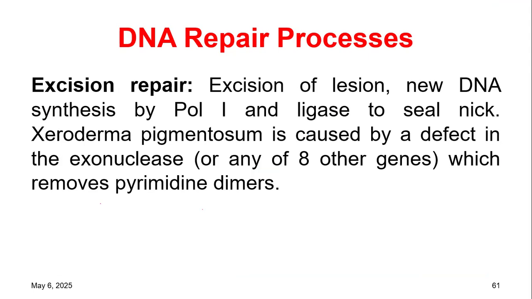The other thing we need to know is how this process actually occurs. We have what we call the DNA repair process. One, excision repair. Just like the name implies, excision of the lesion, new DNA synthesized by pol 1, and ligase to seal the nick, which you have just seen. Actually, what is missing in this condition known as xeroderma pigmentosum is caused by a defect in the endonuclease or any of the 8 other genes which remove pyrimidine dimers.